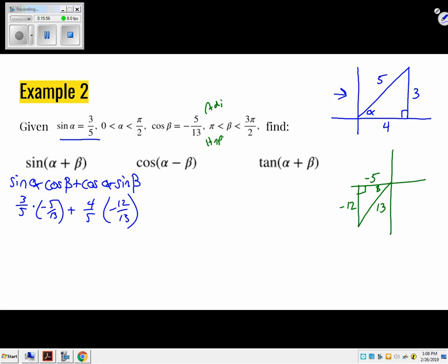Okay, so I'm just going to do numerator times numerator, denominator times denominator. So -15 over 5 times 13, which is 65. Plus, I got a -48 on top, and another 65. That's -15/65 plus -48/65. That'd be my answer.